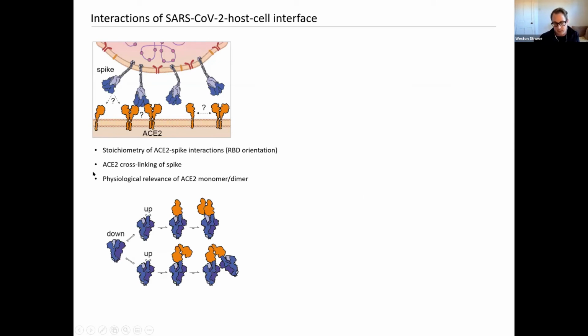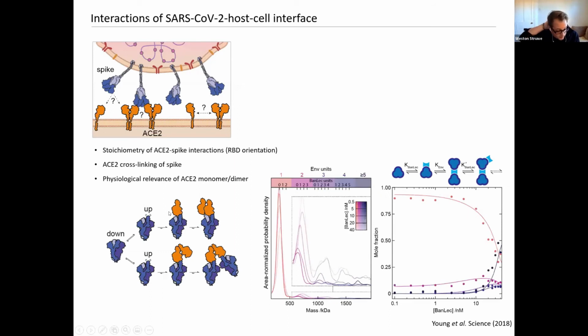We've also been looking at the physiological relevance of the ACE2 monomer-dimer through in vivo as well as infectivity assays, which I'm not going to present today because this is ongoing research. But just to highlight some of the aspects that Dave and Ray have discussed, the spike exists in this pre-fusion down and up state, where the RBDs can be accessible to ACE2 when they're in some configuration. And this, of course, can affect how ACE2 binds, depending on the number of RBDs that are up, so to speak.